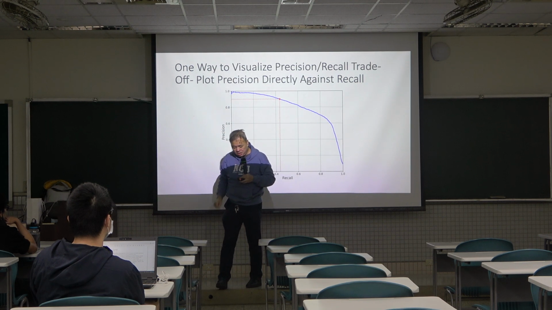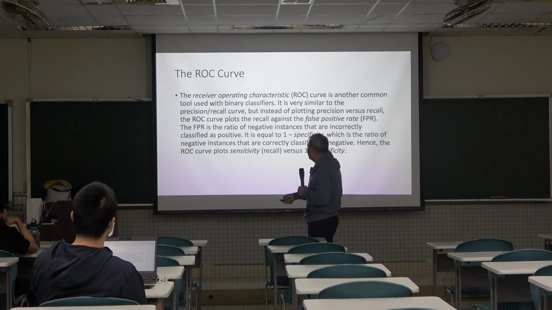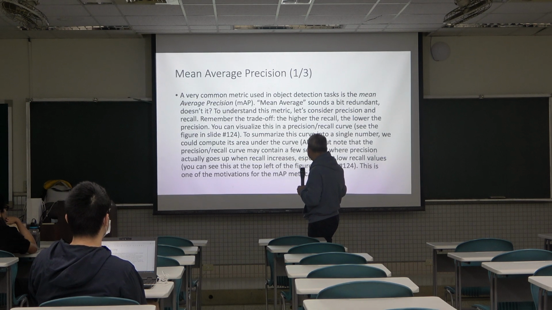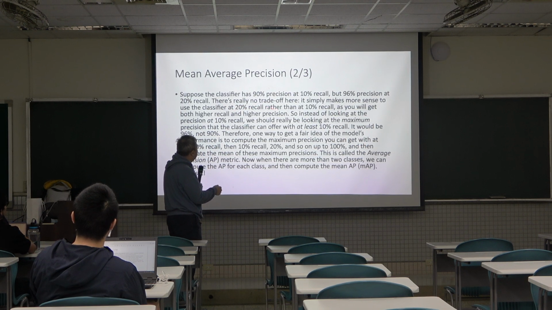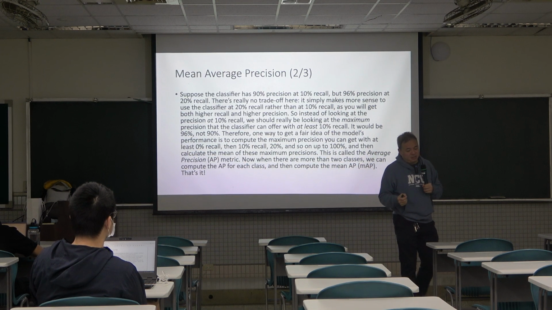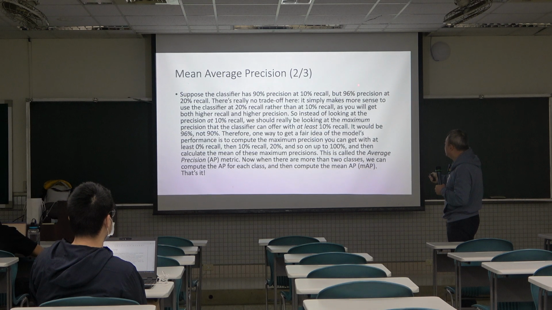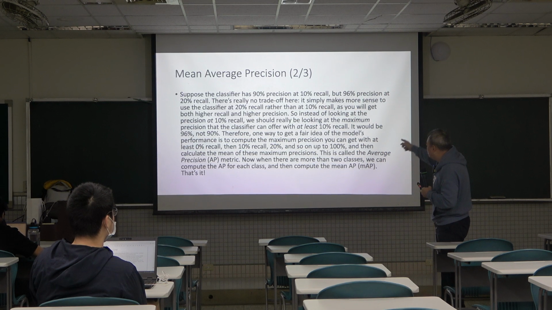Okay, so in this type of situation, let me give you an example. Suppose the classifier has 90% precision at 10% recall, but 96% precision at 20% recall. Okay, this could happen sometimes. Most of the time, as I say, when the recall increases, the precision should be lower. But sometimes because of a little bit of glitch, this could happen.